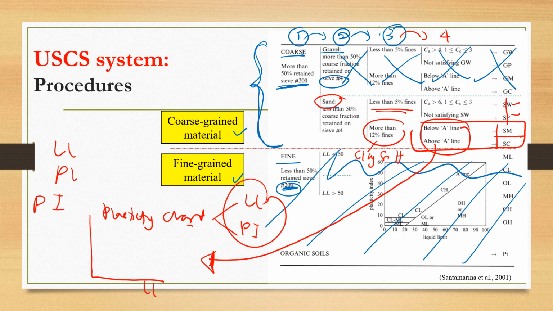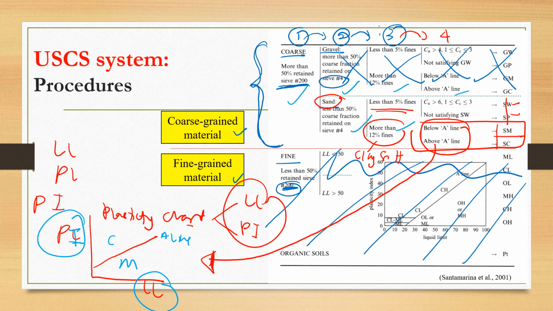So you have the LL here, PL here, and you have the A line here. Anything above the A line will be considered as clay. Anything below the A line, so this is your A line, below the A line will be M. So you have to refer to PI and also the liquid limit information. Okay, that's all. You need to really understand the information given in each column and each row to direct you to a correct answer.